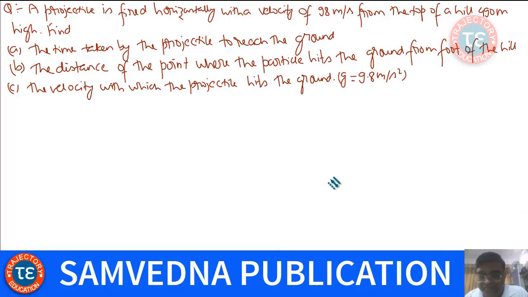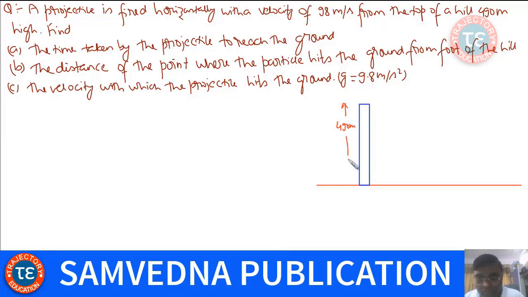Let me draw the figure first. So this is the ground, and suppose I don't know how to draw a hill, but I'll draw it. Suppose this is the hill, and the height of the hill is 490 meter. And from the top of the hill you are projecting the body in the horizontal direction with 98 meter per second. So under the action of gravity, the body is going to move like this.